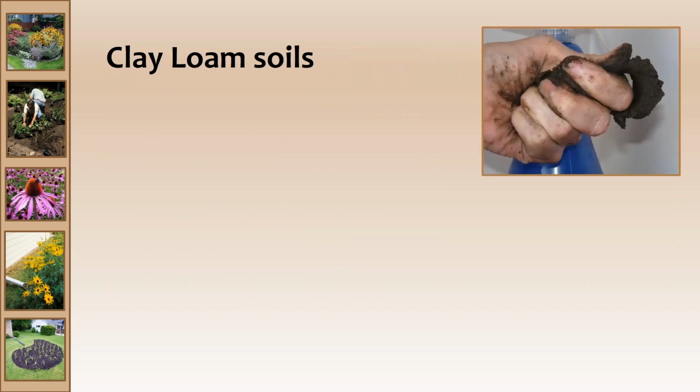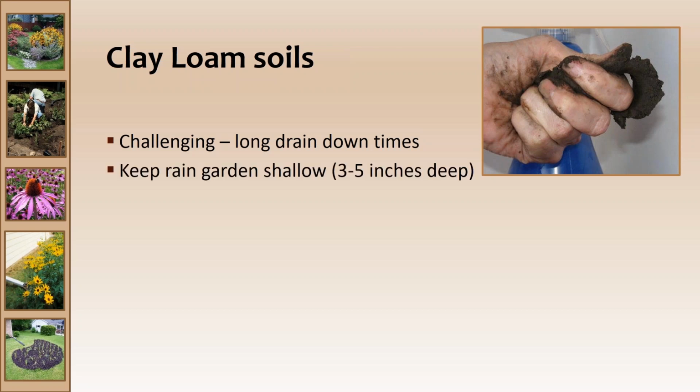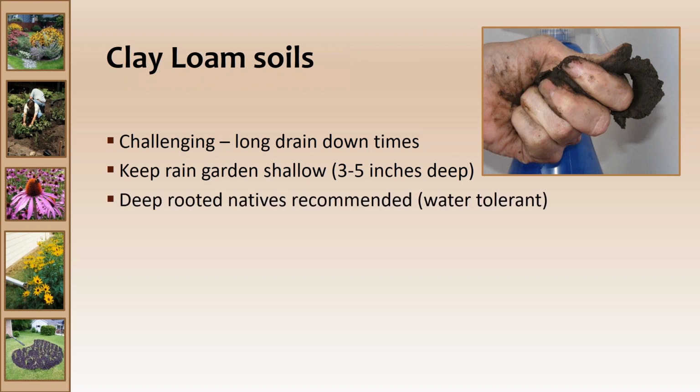Clay loam soils in particular are a challenge for all infiltration practices because of the long drain down times. It's hard to keep the soil and the plants healthy with that going on. We really require the rain garden to stay shallow in those types of soils. We require deep-rooted native plants in those kinds of soils.